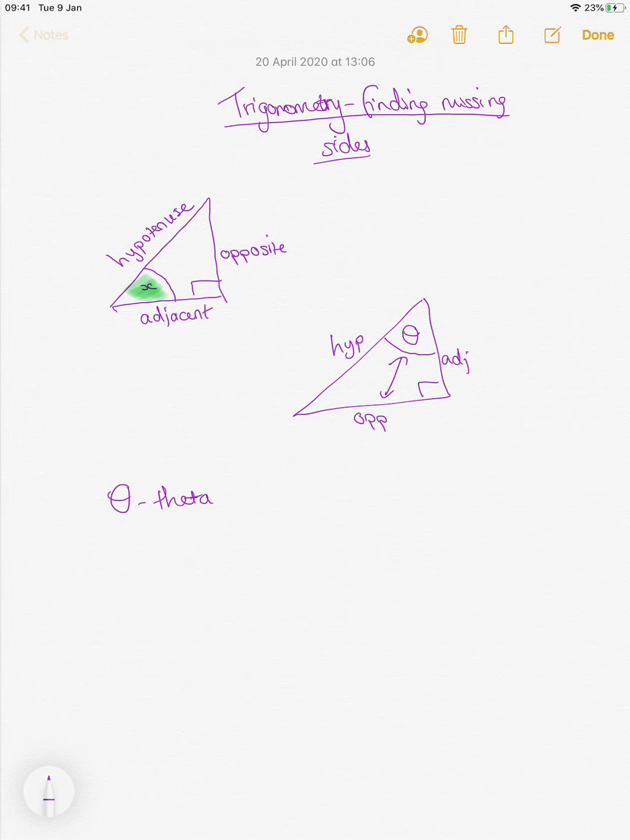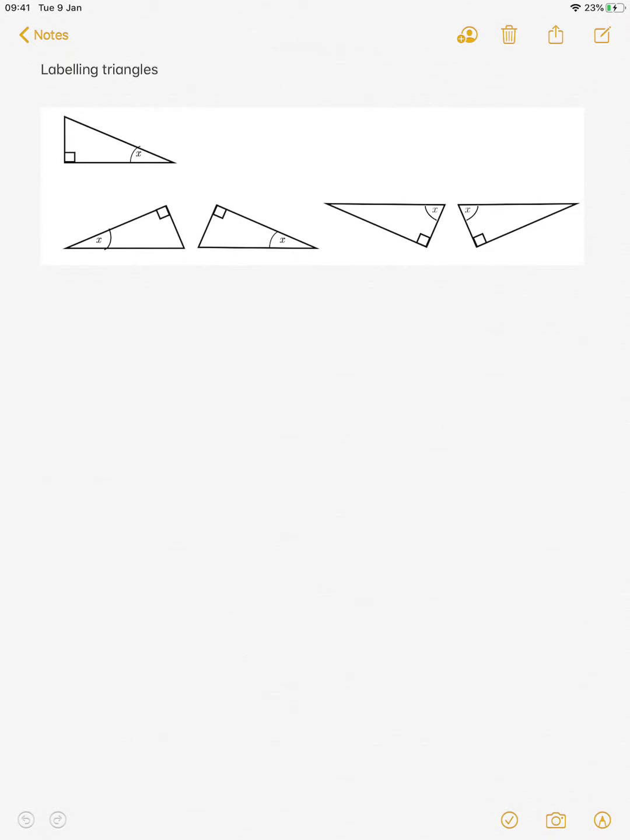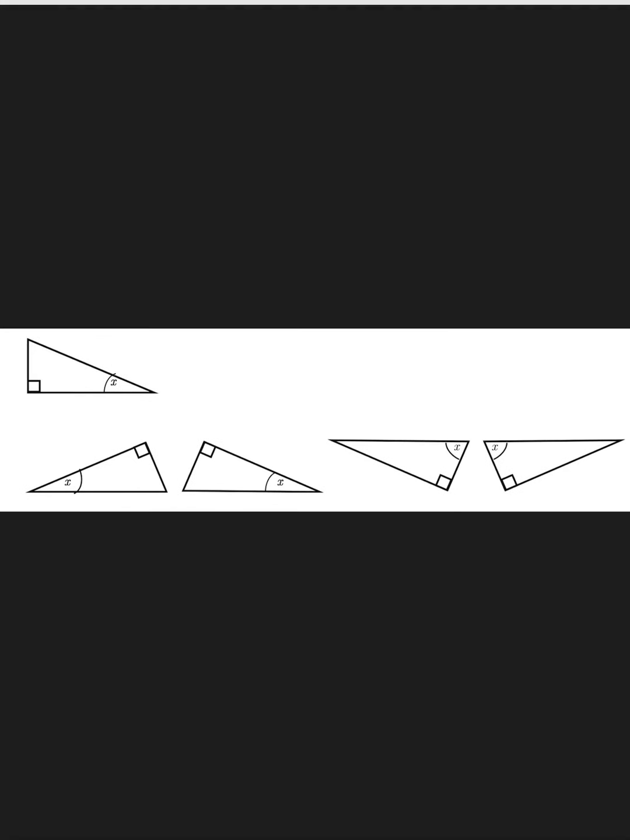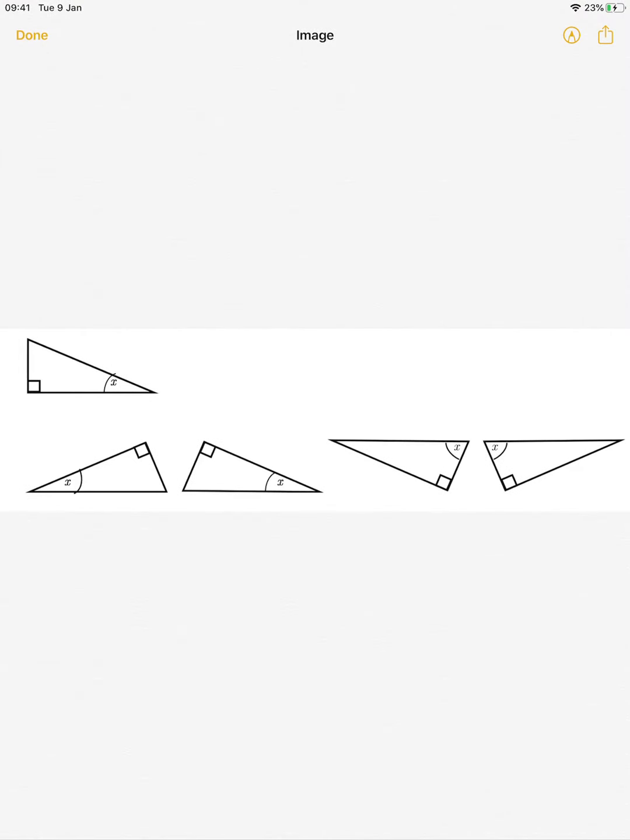Okay, so we're going to have a go at labeling some triangles. So you can write the subheading of labeling triangles. I'll do this first one here, and then you can have a go at the next 4.